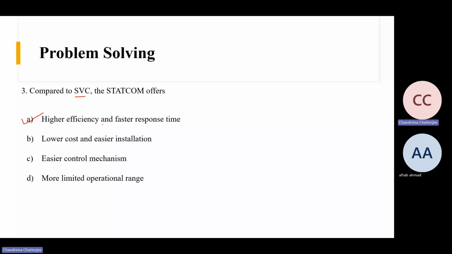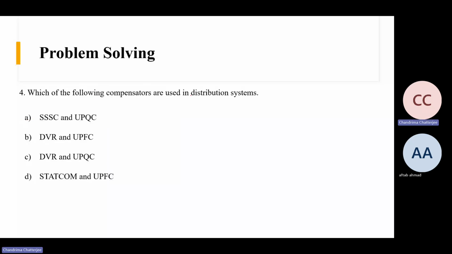The fourth question. Which of the following compensators are used in distribution systems? TCSC and UPQC, DVR and UPFC, DVR and UPQC, STATCOM and UPFC. For distribution system, DVR and UPQC are used. If I am not wrong, the full form of DVR is dynamic voltage restorer, and UPQC is unified power quality conditioner, something like this. You can verify it from the lecture video. But these two are used in the distribution system.